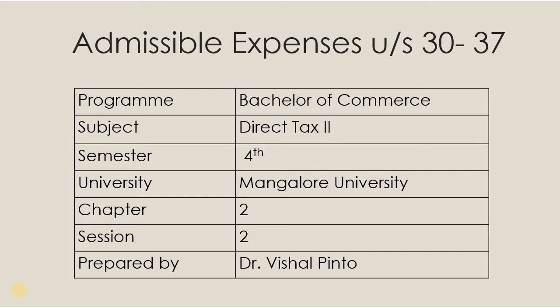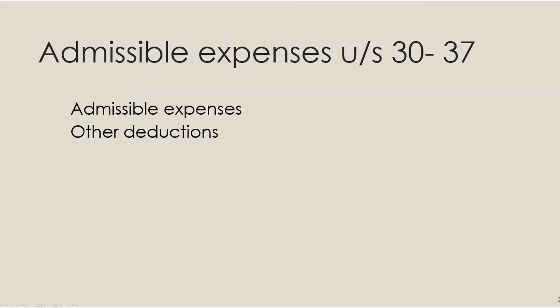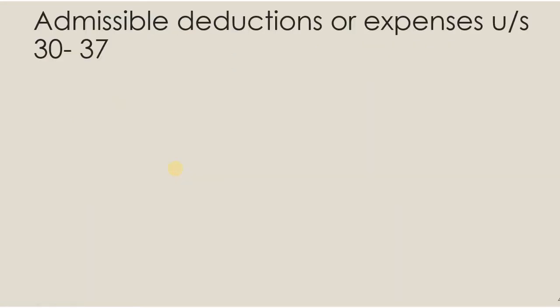So in this session, we are going to discuss various admissible expenses under section 30 to 37. My presentation will be firstly on admissible expenses, then on other deductions. Let's discuss what are the various admissible deductions or expenses under section 30 to 37, which can be deducted from the profit. All these expenses are special expenses which require special treatment.